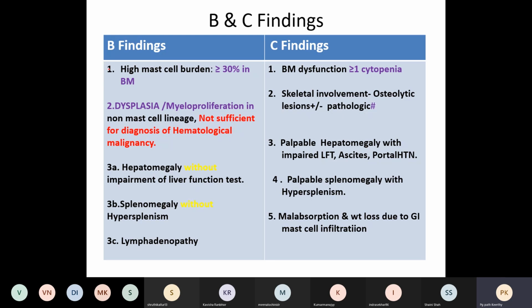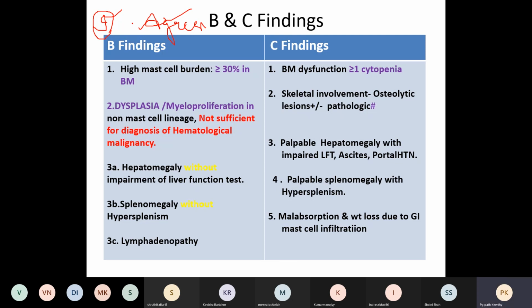Why do we have to classify systemic mastocytosis as indolent, smoldering, and aggressive? Because obviously, which will have a good prognosis, indolent or aggressive? Indolent will have a good prognosis compared to aggressive. So it becomes very important to segregate all these entities, even though all are systemic mastocytosis.